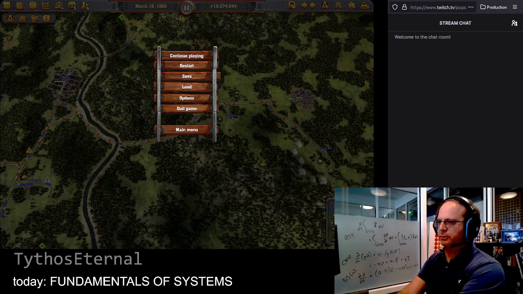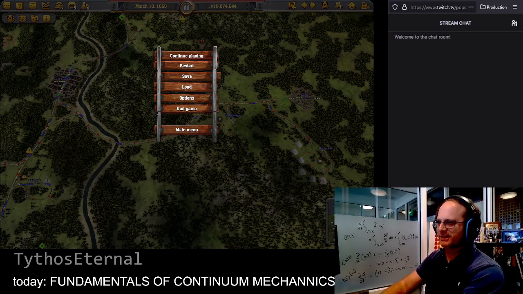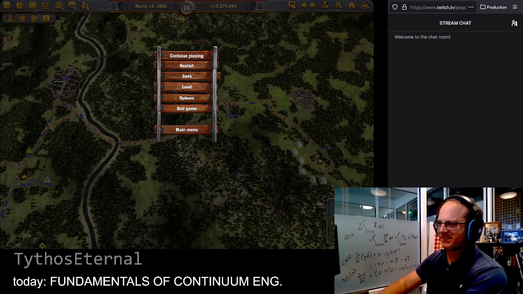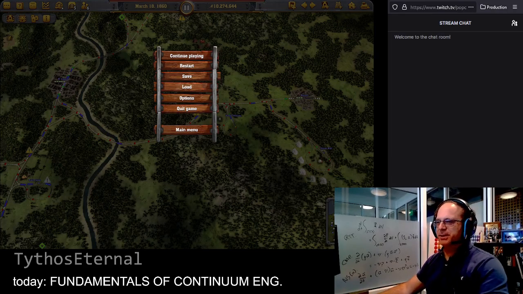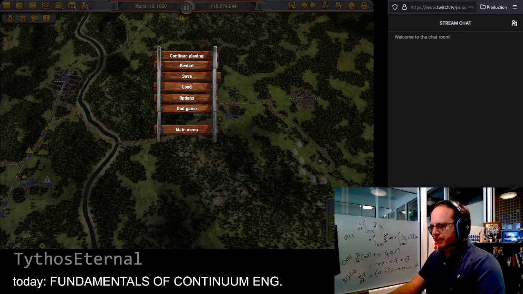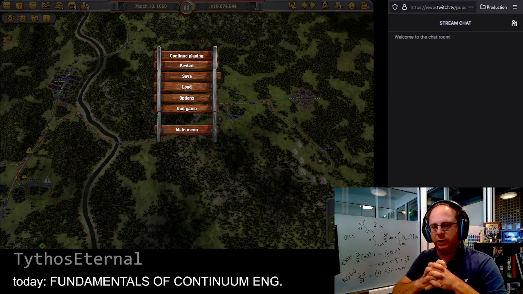Fundamentals of Continuum Mechanics. Why not? Okay. Fundamentals of Continuum Engineering, or Continuum Mechanics, if you will. This is a really interesting topic within the field of engineering.